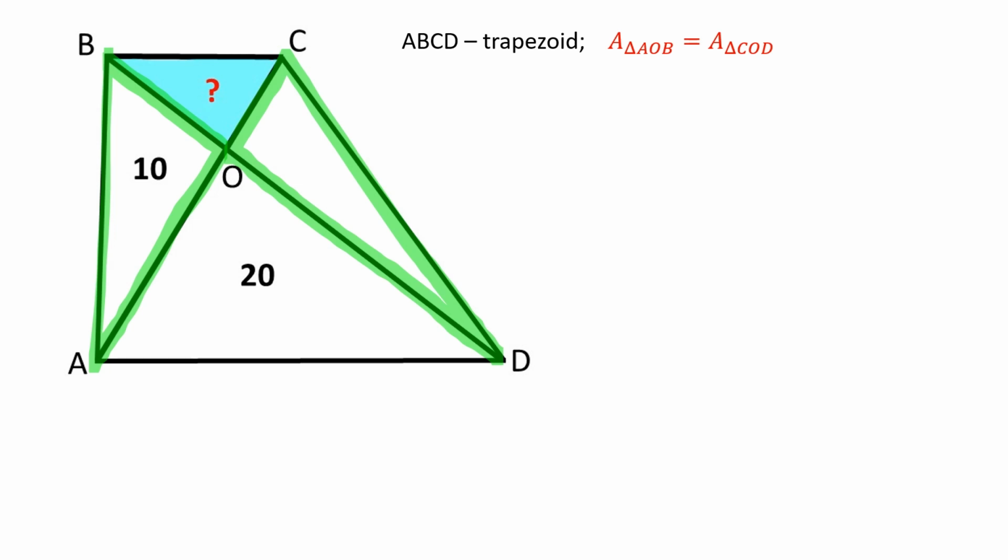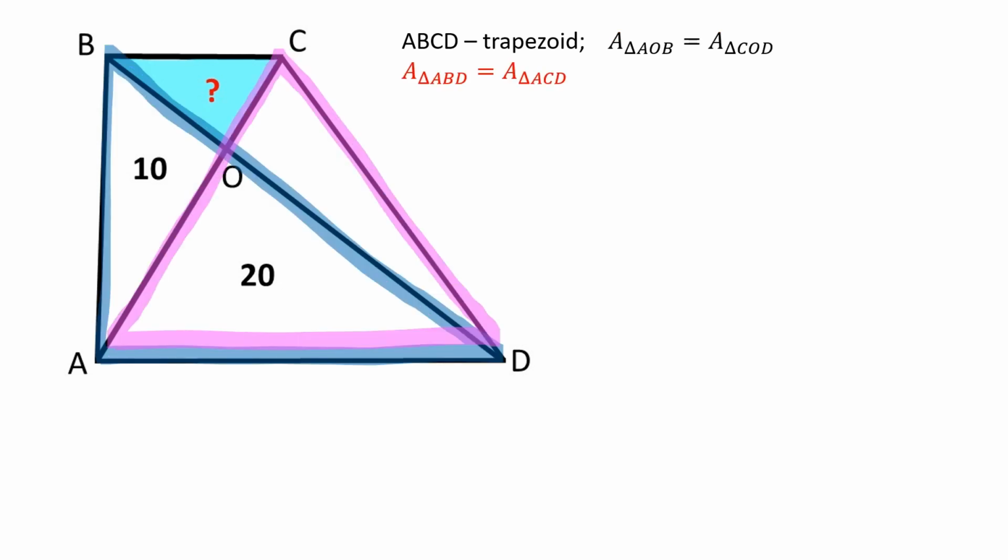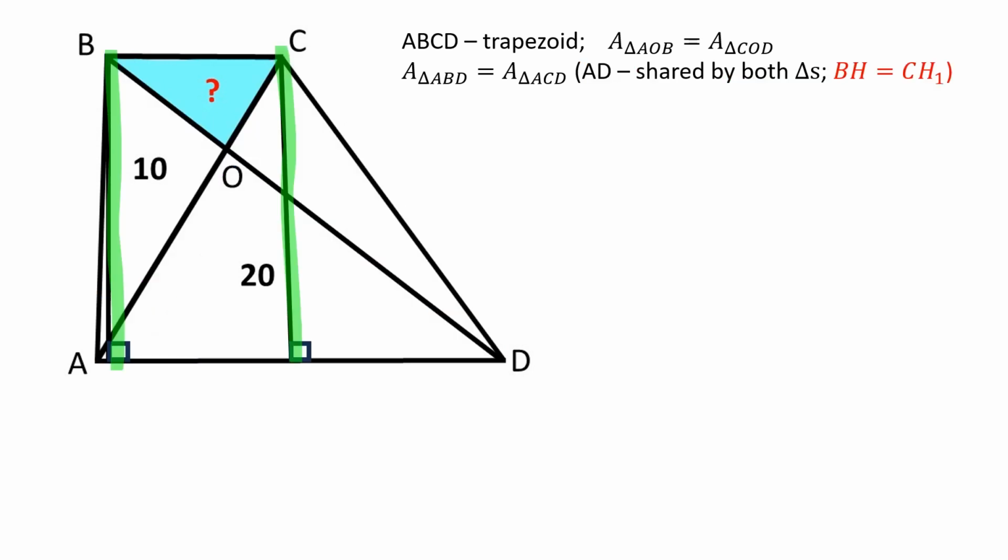Let's prove the statement. Triangles ABD and ACD have the same area. AD is shared by both triangles, and if we draw the altitudes from points B and C, they will be congruent since they are both altitudes of the same trapezoid drawn to the same base.